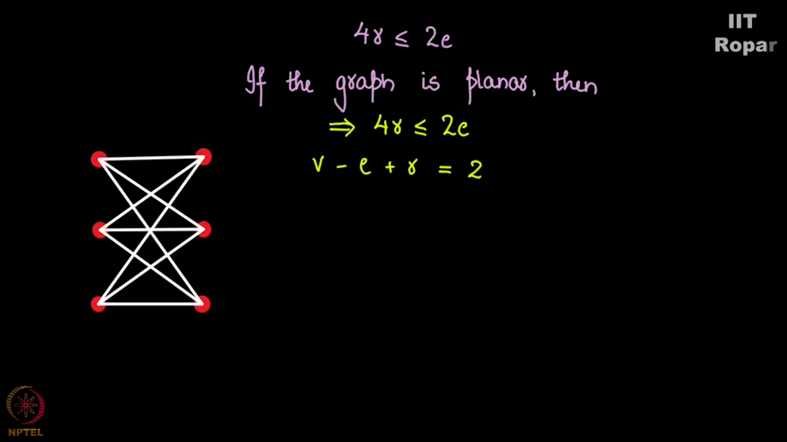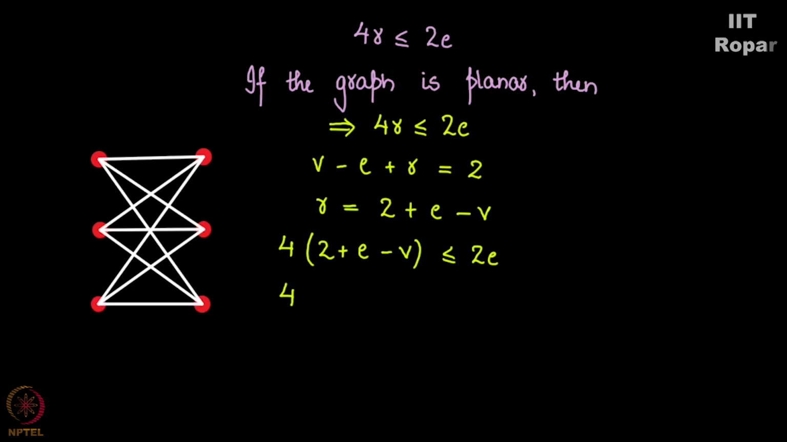Now, r is equal to 2 plus e minus v. I am just rewriting v minus e plus r equals 2. So, instead of r, we can write 4 times (2 plus e minus v). This has to be less than or equal to 2e. Let's see if this is true. So what I did was I just got rid of r because I don't know what r is in a K33. But I know what v and e are. Correct? That's the trick. If you didn't follow, don't worry much.